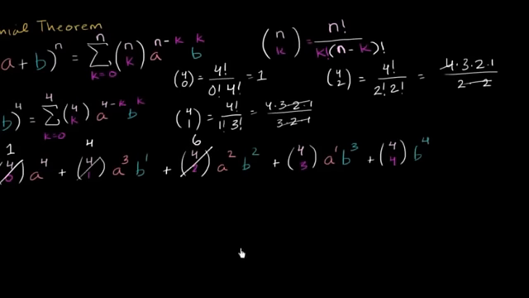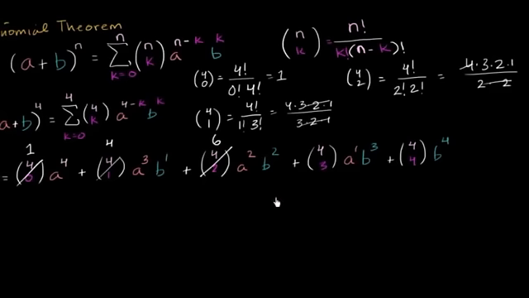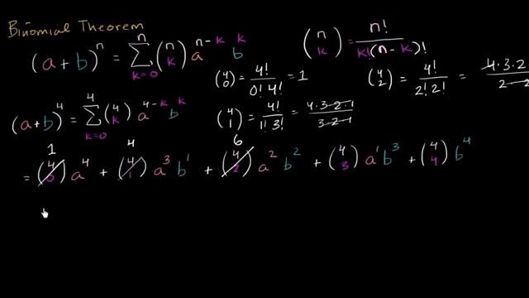And then what is 4 choose 3? Actually, I'll use some space down here. So 4 choose 3 is equal to 4 factorial over 3 factorial times 4 minus 3 factorial. So that's just going to be 1 factorial. Well, we already figured out what that is. That's the same thing as this right over here. You just swap the 1 factorial and the 3 factorial. So we already figured out that this is going to be equal to 4. So that is equal to 4.